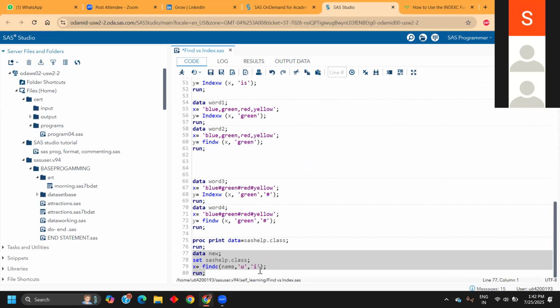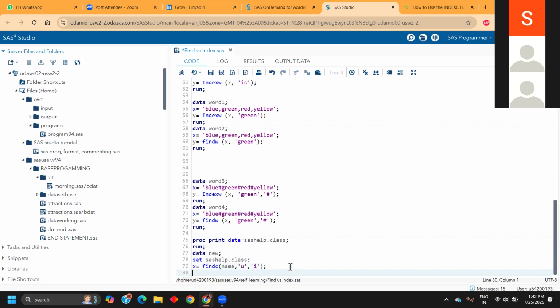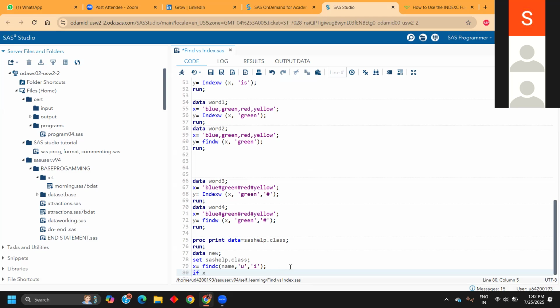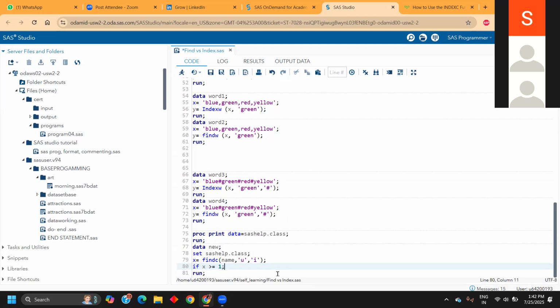With an if statement, filter it. How do you filter it? If x, then you can simply mention greater than 0. That's it, right?